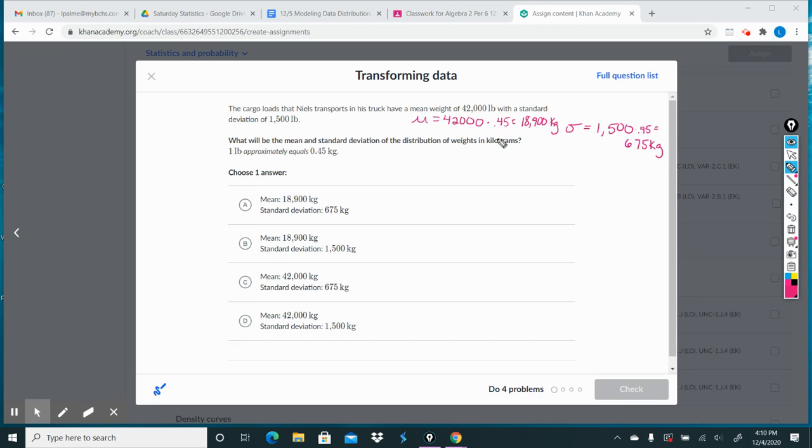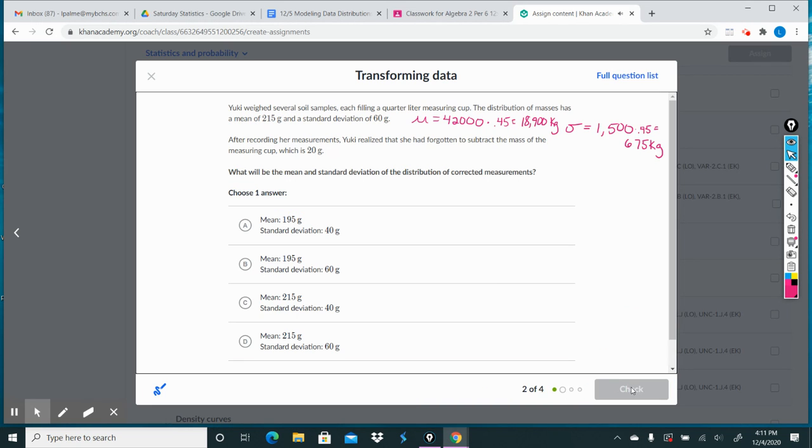Because we are multiplying by a scale, both the mean and the standard deviation are going to change. So we end up with letter A. Let's go over another question here.